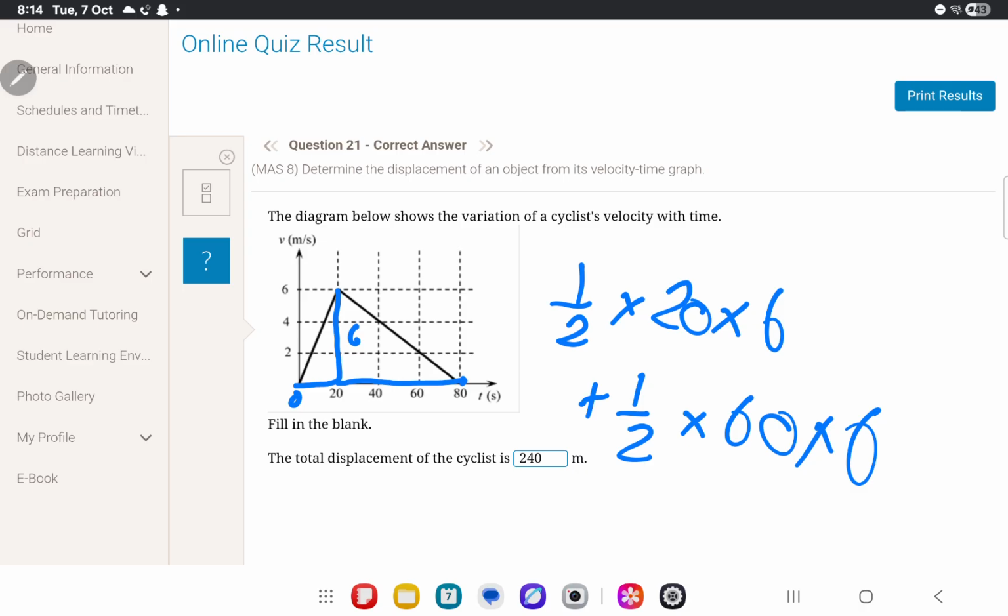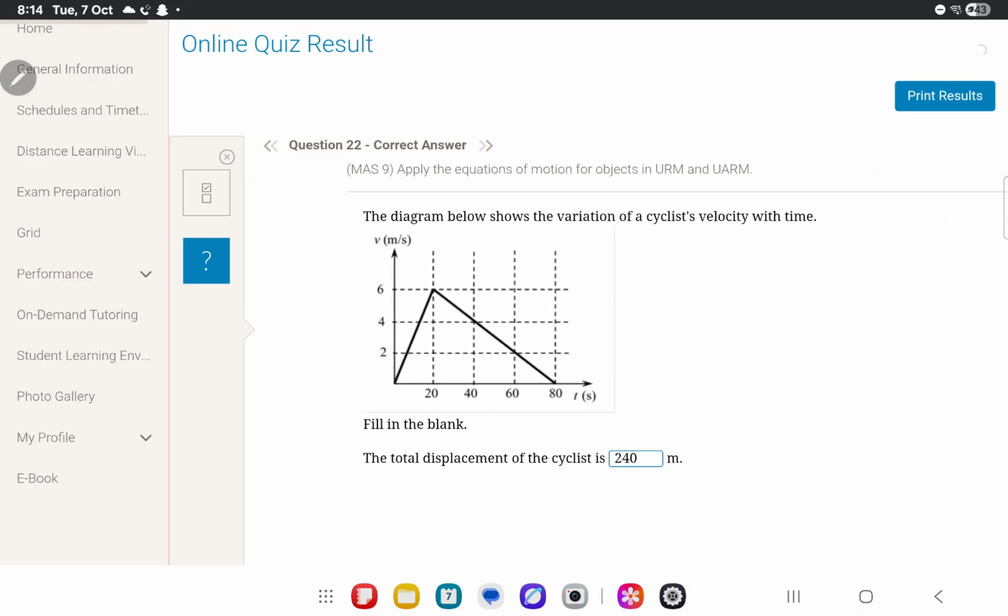So, do this on a calculator. 0.5 times 20 times 6 plus 0.5 times 60 times 6. This gives you 240 meters, and that is your answer. Question 22.